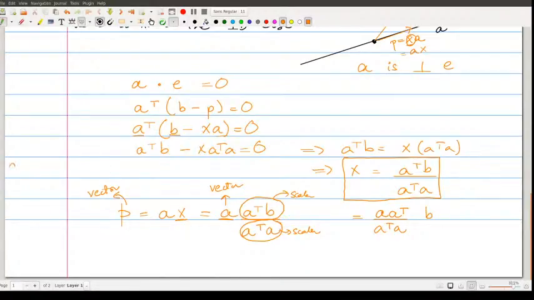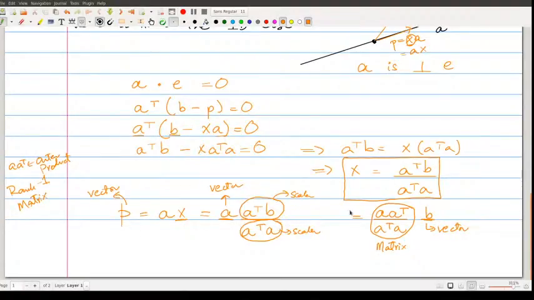A A transpose is actually the outer product of A with itself, and it's really a rank 1 matrix. It's just one column being multiplied by one row. So this gives me a matrix. This entire thing is a matrix which is being multiplied by a vector B. So this is just a vector.